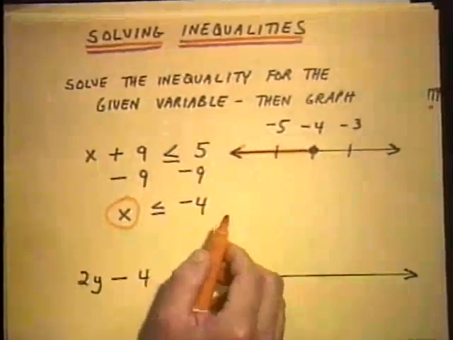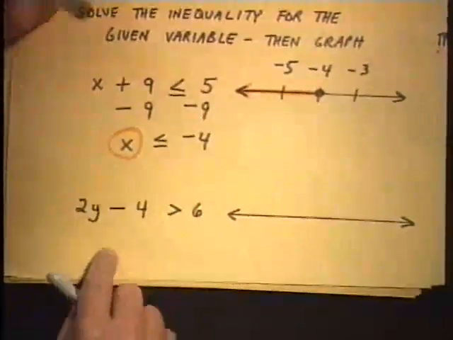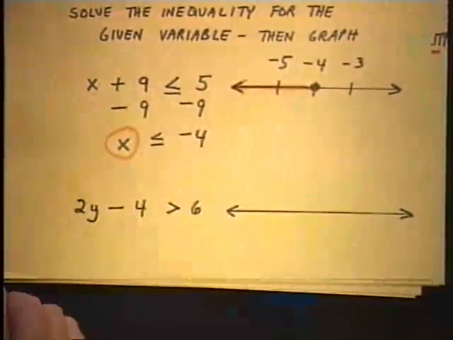And we were kind of doing that with equations anyway, so that's great. All right, next example. 2y subtract 4 is greater than 6. We want to find all numbers here that work in this inequality.